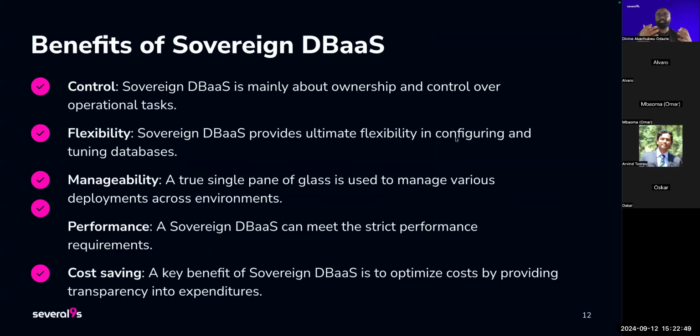So moving on, the next thing, benefits of sovereign DBaaS. We've already touched on this through the characteristics, and we can just list them: control, flexibility, manageability, latency and performance, and also cost savings. Sovereign DBaaS is mainly about ownership, like I mentioned: ownership of the in-situ instance, ownership of your servers on-prem, whether you're using VMware or any other provider. Ownership is a core aspect, control and ownership over the operational tasks.